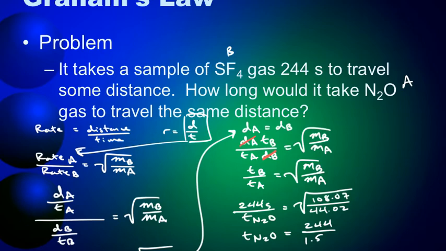So we'll call it 1.567, which is this half of the expression. We're just bringing it to the bottom and bringing the time of N2O up on the top. So 244 divided by 1.567 is 156 seconds.